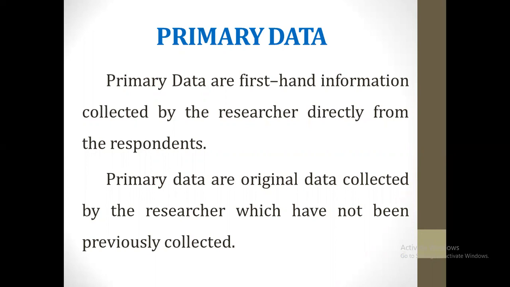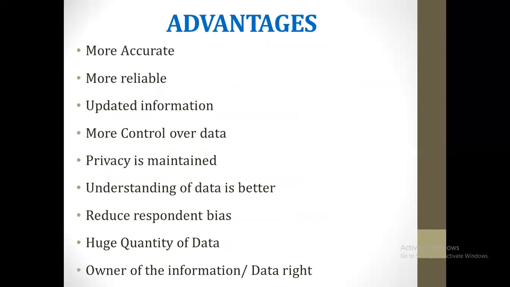The data is collected by the researcher for his study and it is more related to his research topic, which is not previously collected. So primary data means the original data collected by the researcher pertaining to his research topic, and it is in original form and not available anywhere. Now I am explaining the advantages of collecting primary data.